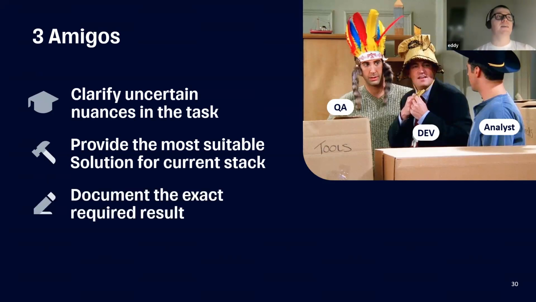And the last part is we document the exact required result. This is really great for quality assurance engineers. I know sometimes testing can be a hustle, especially when you don't know exactly what to expect. I mean, with front-end tasks that might be obvious, you're expecting a specific layout, specific element, specific color, button, etc.